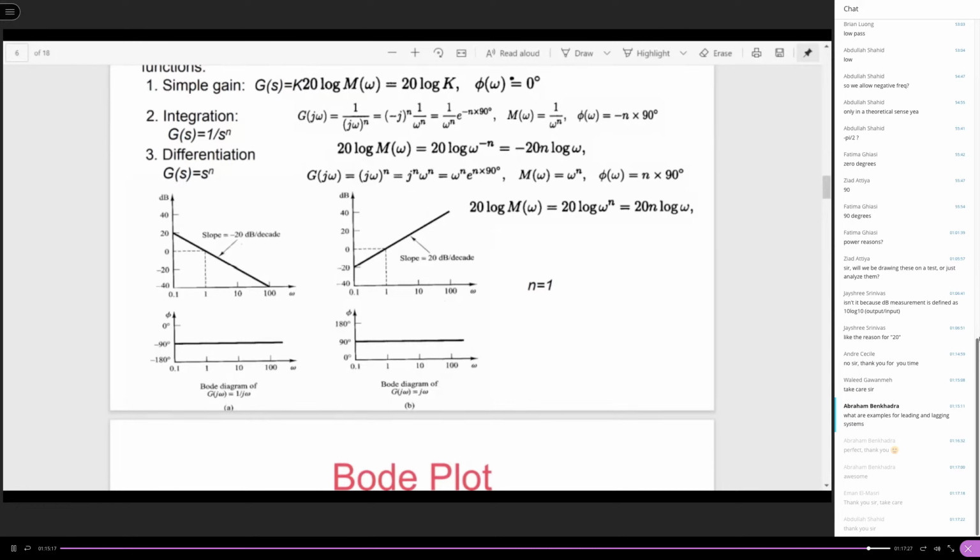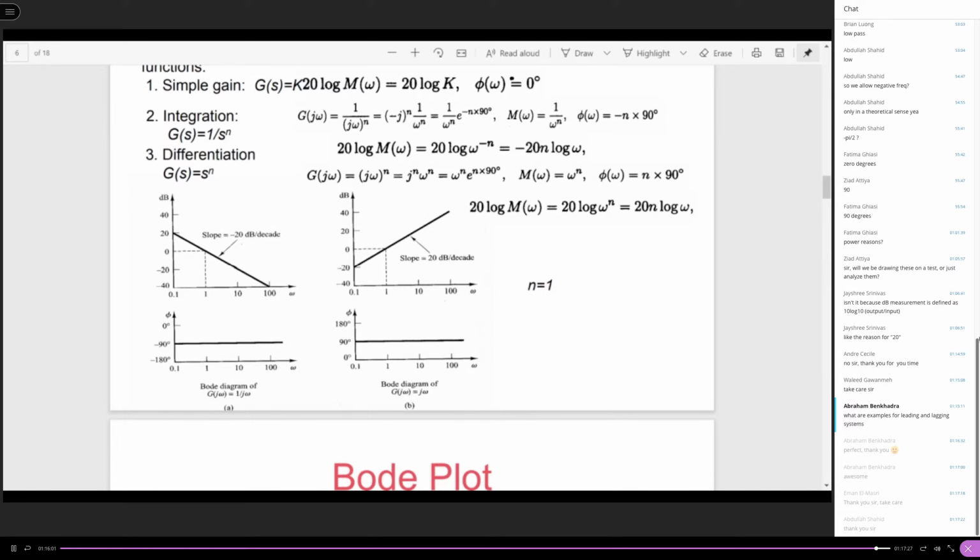What are the examples for leading and lagging systems? Well, lead and lag only make sense when we do the control design. Abraham, at this moment you just need to remember how lead and lag are defined mathematically. The physical interpretation we will discuss later when we introduce the stability description in the frequency response. You will find that phase lag is harmful to the stability, and phase lead is beneficial to the stability.